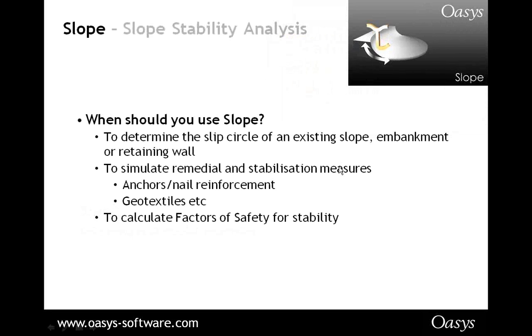So, slope stability: it's a slip stability check. I was looking at circular slips, but you can also specify your slip surface. It's good for slopes, embankments, and retaining walls. You can include anchors and reinforcements into that, and its main output is this factor of safety for stability.